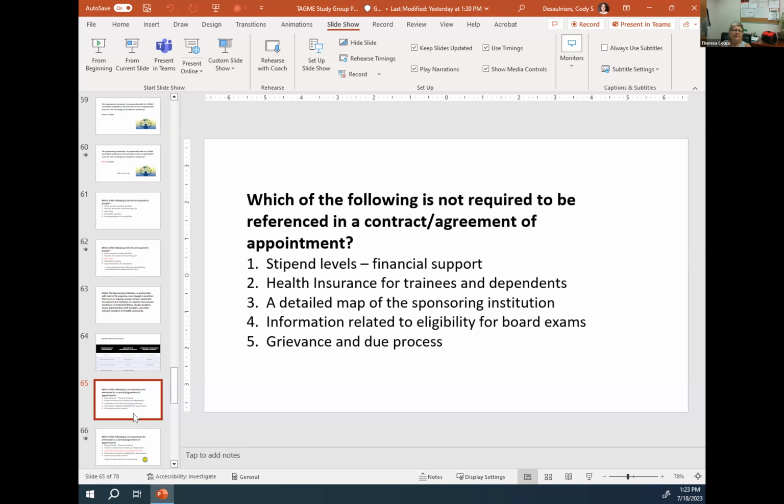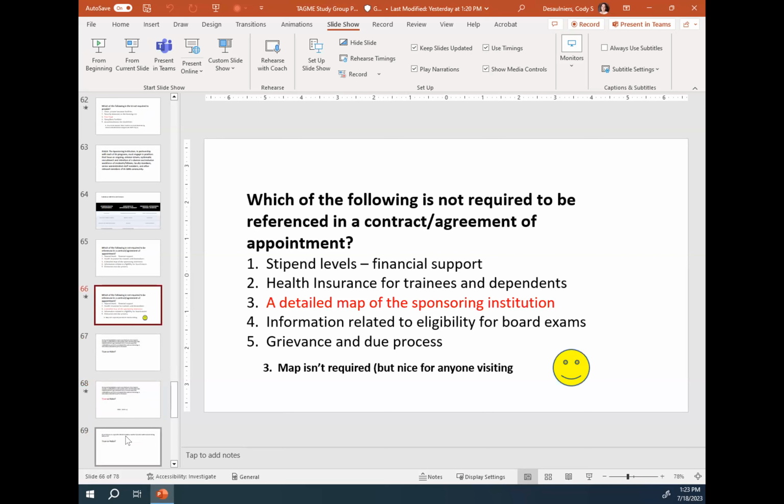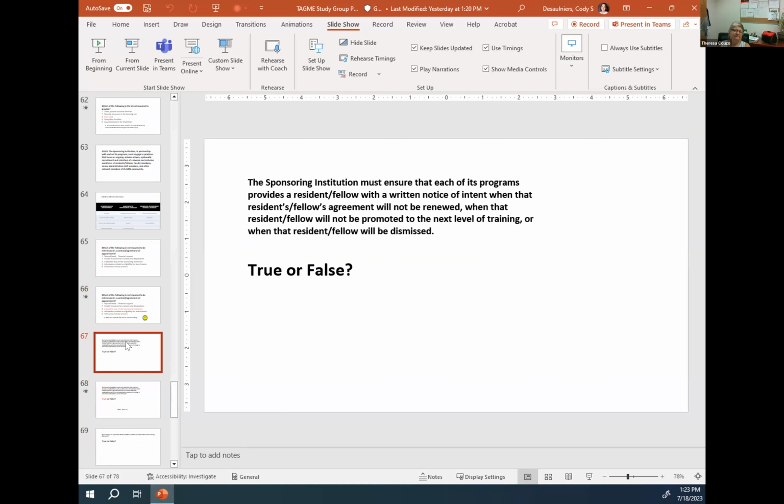Detailed map. I should only wish that all the questions would be that easy. Gotcha. Yes, the map isn't required, but okay, will do. Thank you. I appreciate it. Okay, all right, thanks, guys.